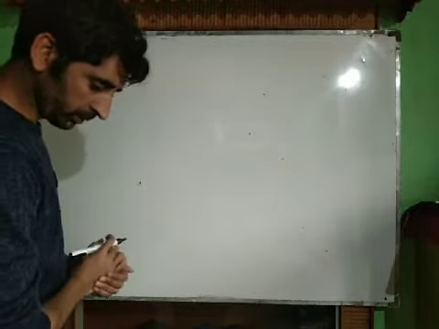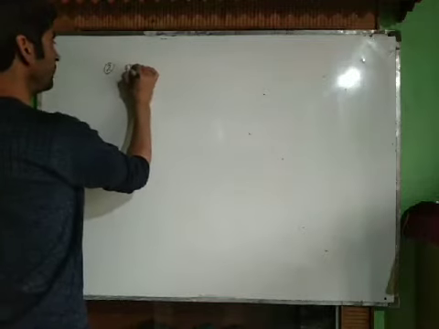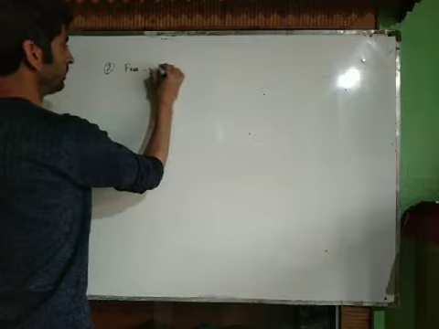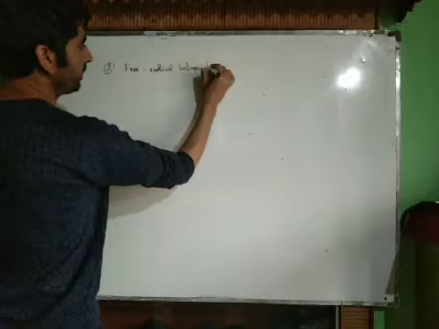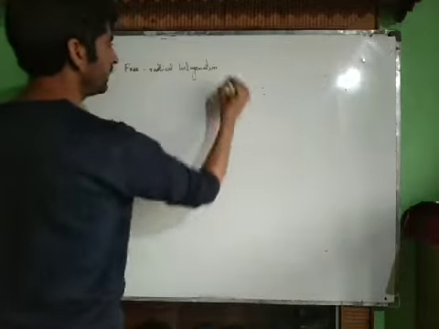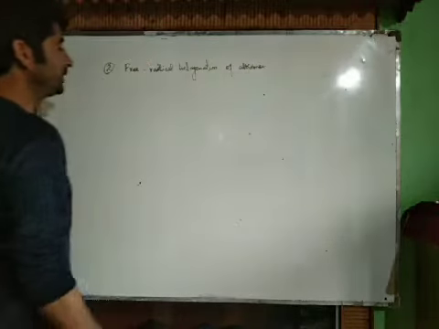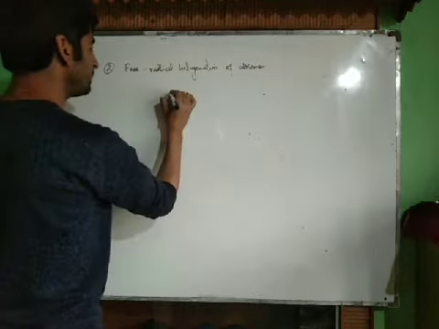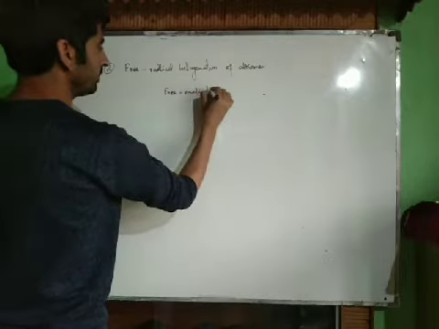Now let us take another reaction: how haloalkanes are formed. The second method is free radical halogenation of alkanes. Now what are free radicals? Free radicals are odd electron species.